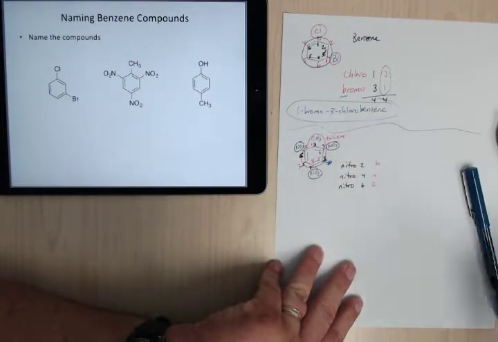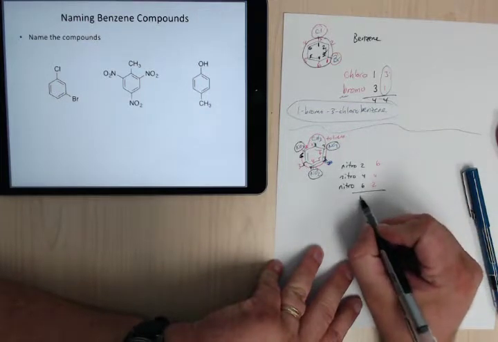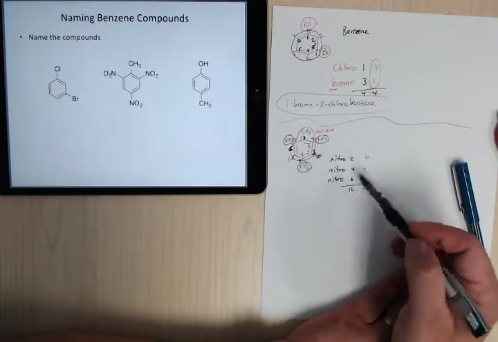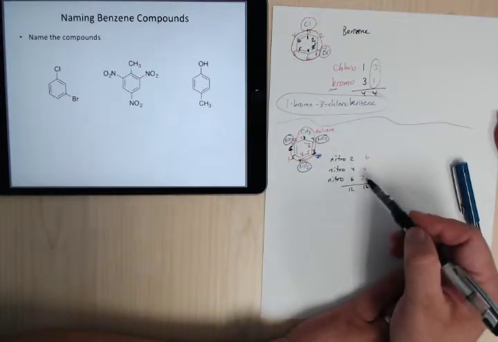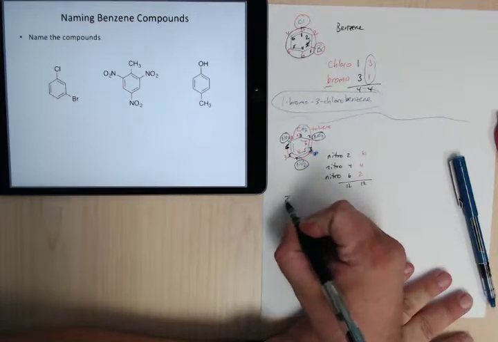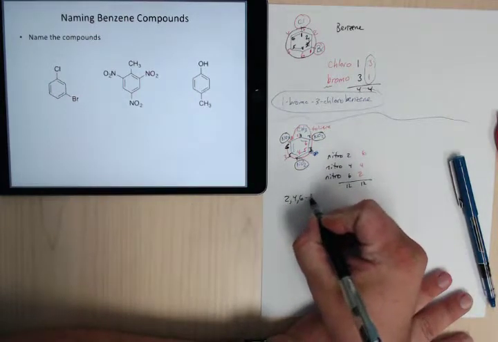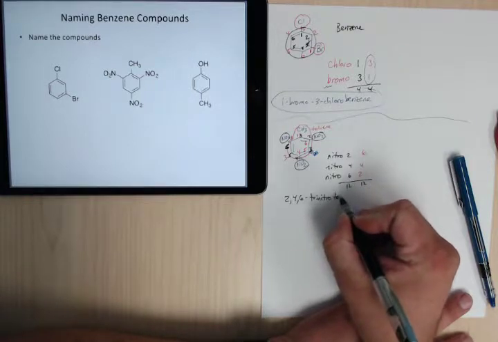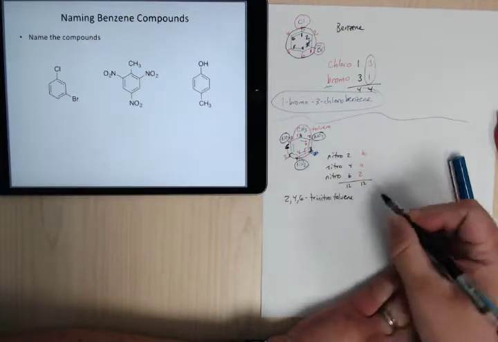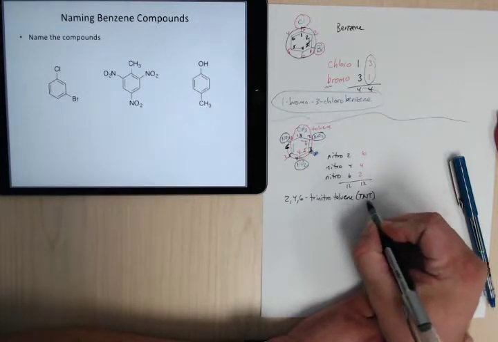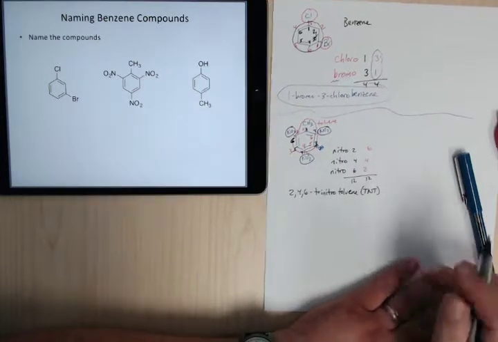We add them up. 12 versus 12, and you say, oh, first alphabetically, but it turns out that it doesn't really matter which one you choose because they're both going to give the same name. So it's going to end up being 2, 4, 6 trinitrotoluene. Also typically known by its acronym TNT, trinitrotoluene.